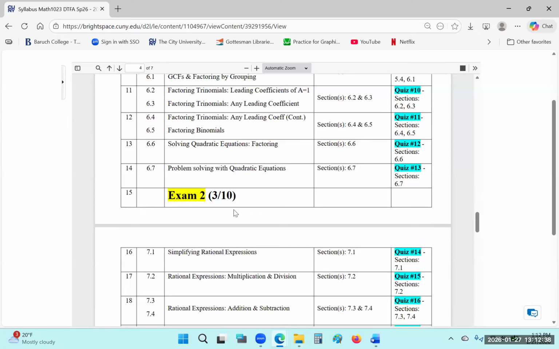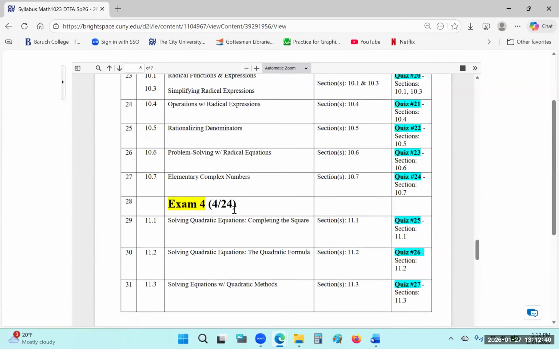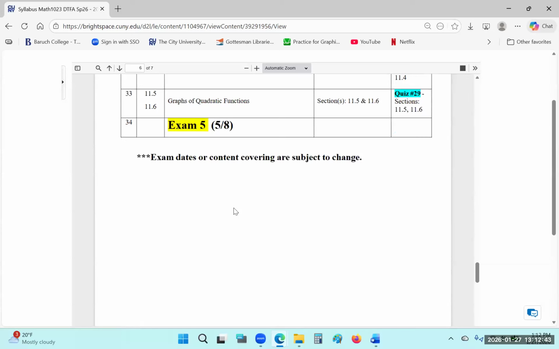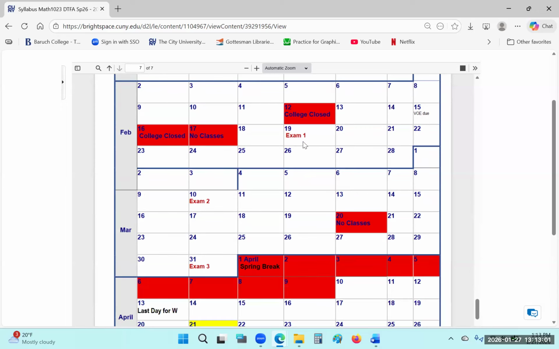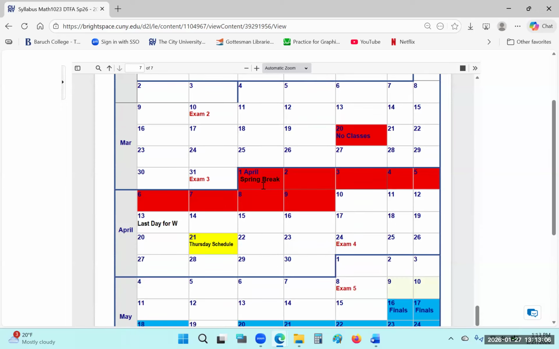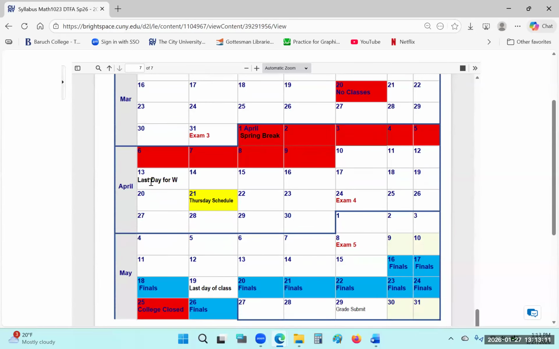These dates are estimated and subject to change. This is just an estimation. And this is a calendar, not a syllabus. We have a few off days, Monday through February 16, 17, with no classes. Our first exam is on the 19th. The second exam is on March 10. Then we have our spring break from April 1st to April 9. And the last day to drop a class with a W is April 13.